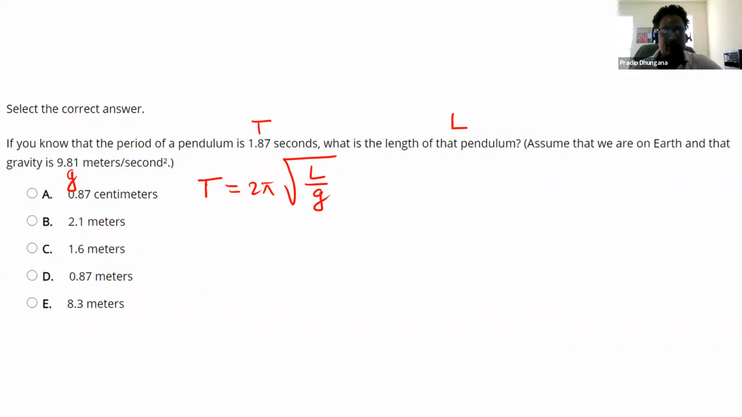Now I do have a question for all of you. How can we solve L from that equation? T is equal to 2 pi square root L over G. You can unmute and answer that question, okay? Or write that question through chat. I'll give you some time.